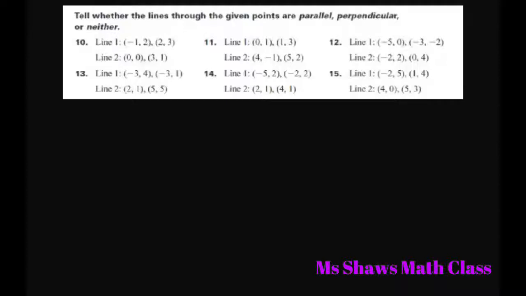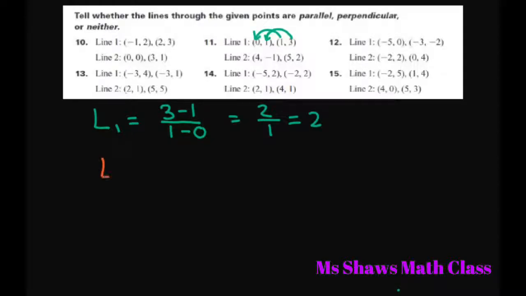So for 11, line 1, I'm going to do the slope. I'm doing my y's first. So I'm going to go like that. 3 minus 1 divided by 1 minus 0. You have to go in the same order. So I'm going in this order. So that gives you 3 divided by, no, that's not a 3, that's a 2. 2 divided by 1, which equals 2.